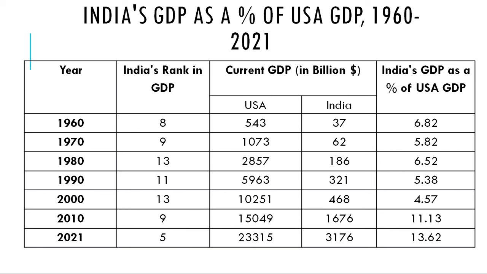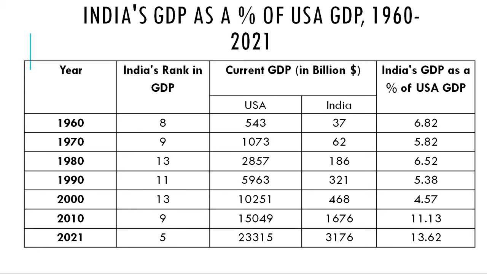So in 1960, India's GDP was 7% of America's GDP. Such a low value compared with the richest, developed country, the topper in terms of GDP. Over the years, for the first 3-4 decades up to 2000, we were not able to raise it. If you look at the last column, India's GDP as a percentage of USA GDP goes from 6.8% down to 5.82, then up to 6.5, then down to 5.38, and finally to 4.57.